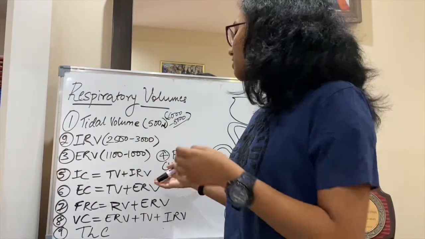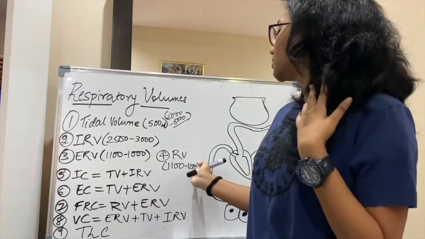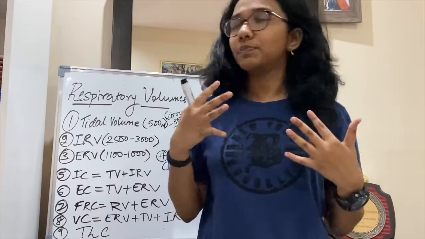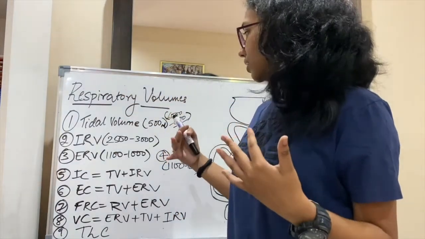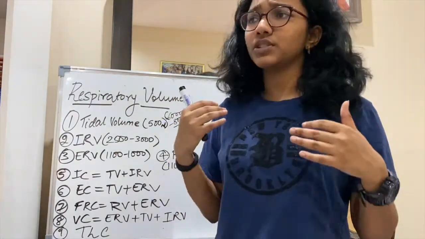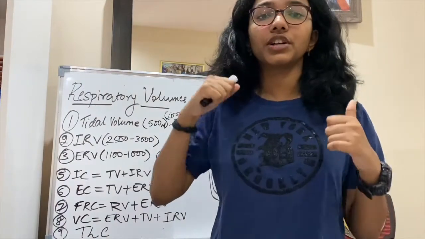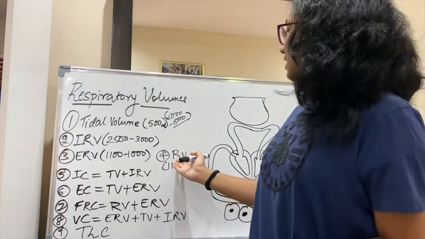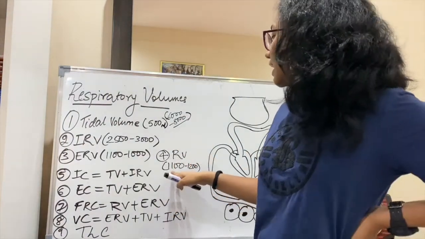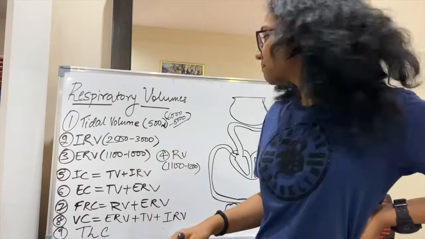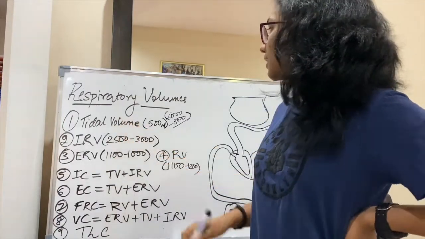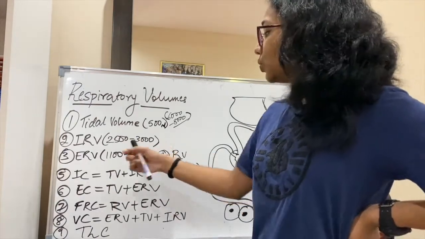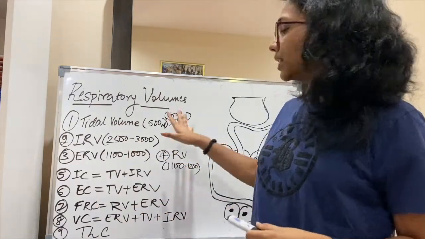Now let's come to residual volume. Suppose you had a forcible expiration. That means you've removed, to your complete potential, almost all the air from your lungs. So the amount of air left in your lungs is the residual volume, which is about 1100 to 1200 milliliter. So these are the 4 basic respiratory volumes which you have to remember along with the values. Now the other 5 are just a combination of all these.